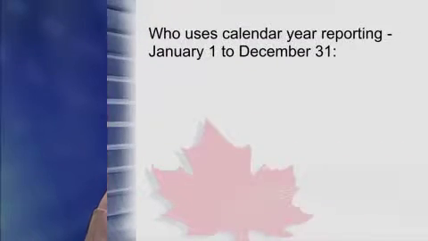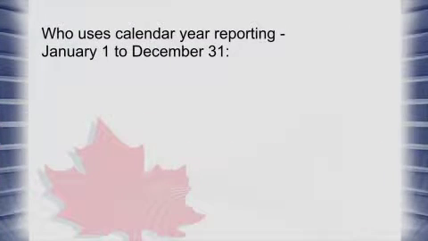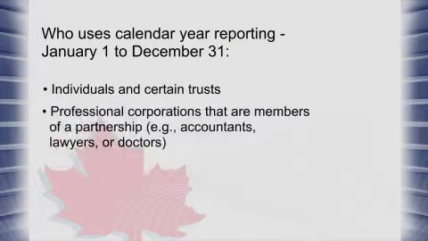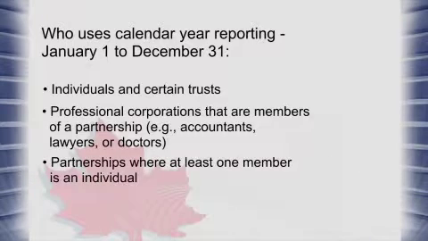When do business owners have to report their income and expenses? Business owners have to report their income at the end of each fiscal year. Fiscal year end is also known as the tax year end or financial year of your business. The following persons usually use a calendar year, January 1st to December 31st: individuals, certain trusts, professional corporations that are members of a partnership such as accountants, lawyers, or doctors, and partnerships where at least one member is an individual.